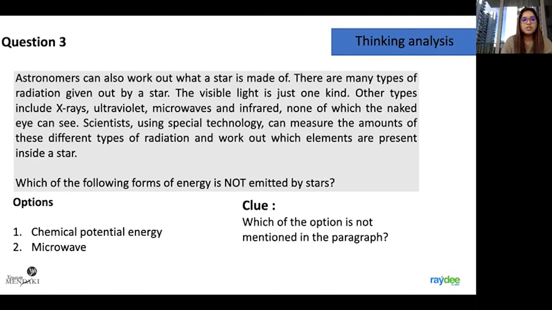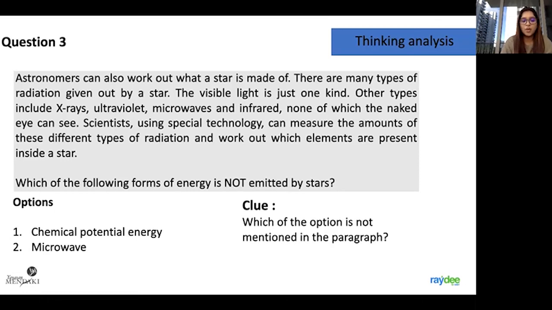Okay, all right. So question 3, also similarly, we are looking at an extract about astronomers. So astronomers can also work out what a star is made of. There are many different kinds of radiation given out by a star. The visible light is just one kind. Other types include X-rays, ultraviolet, microwaves, and infrared, none of which the naked eyes can see. So scientists using special technology can measure the amounts of these different types of radiation and work out which elements are present in a star.